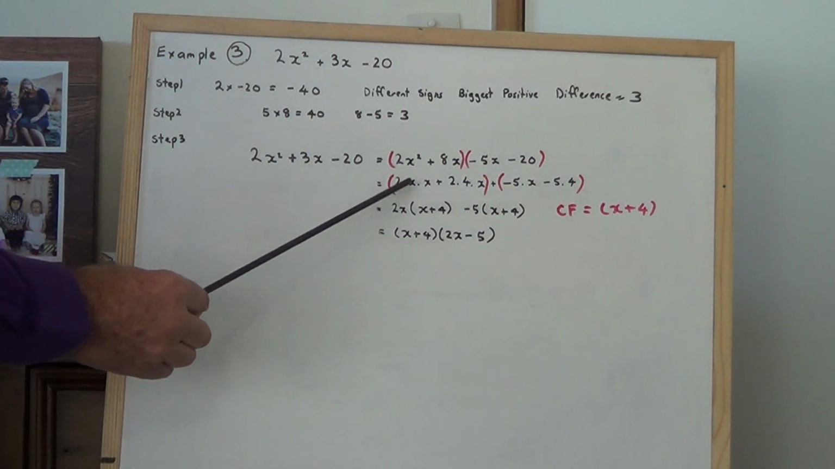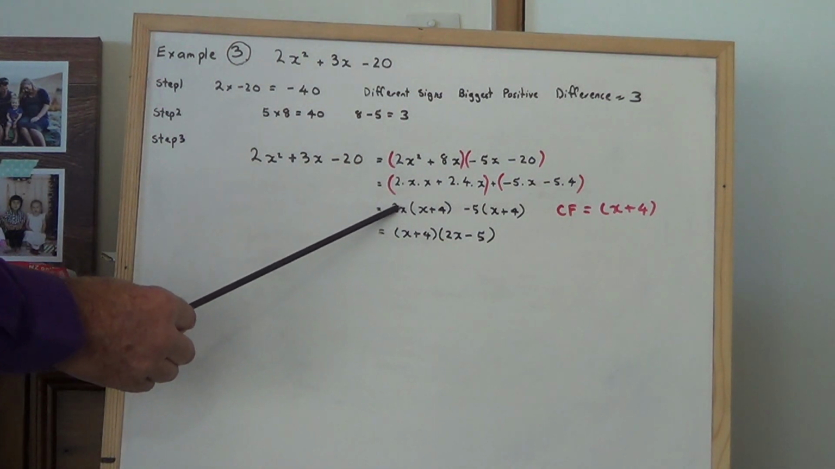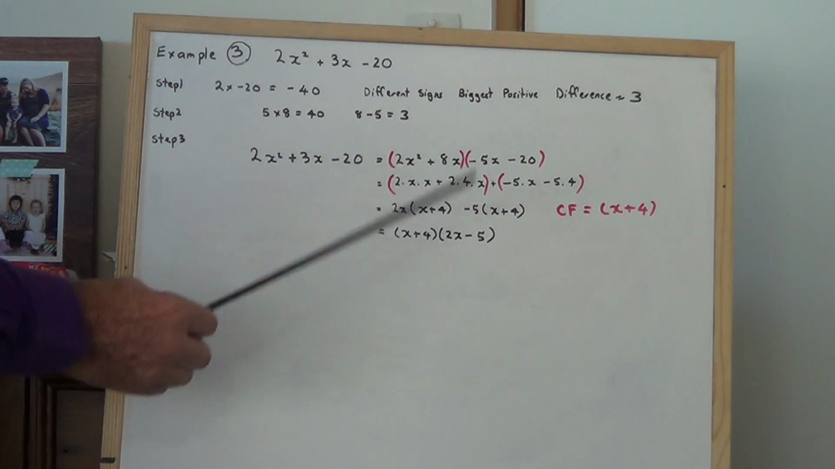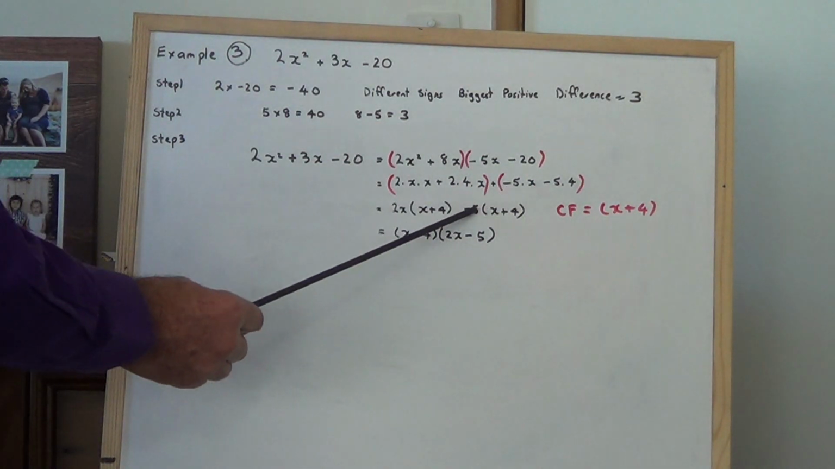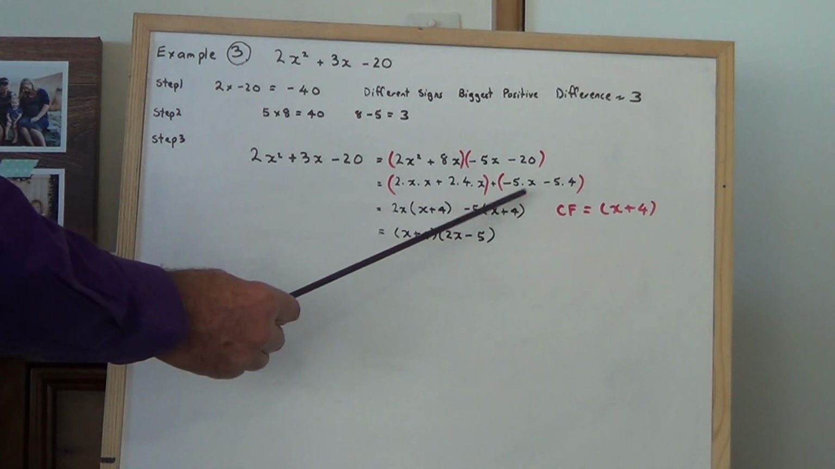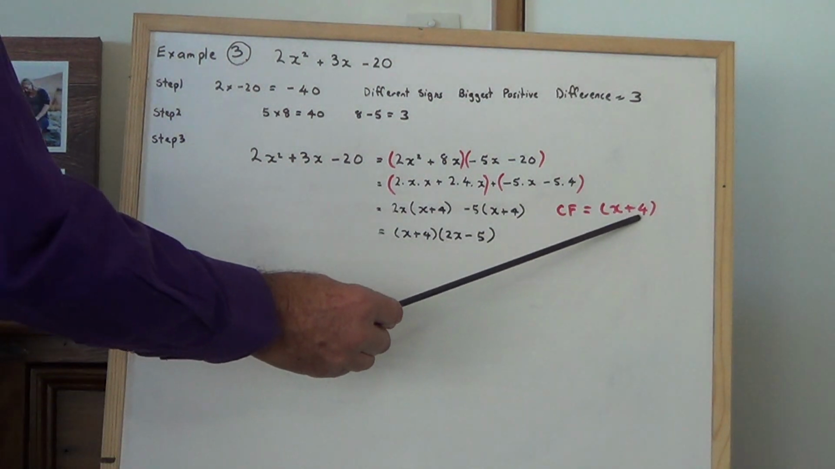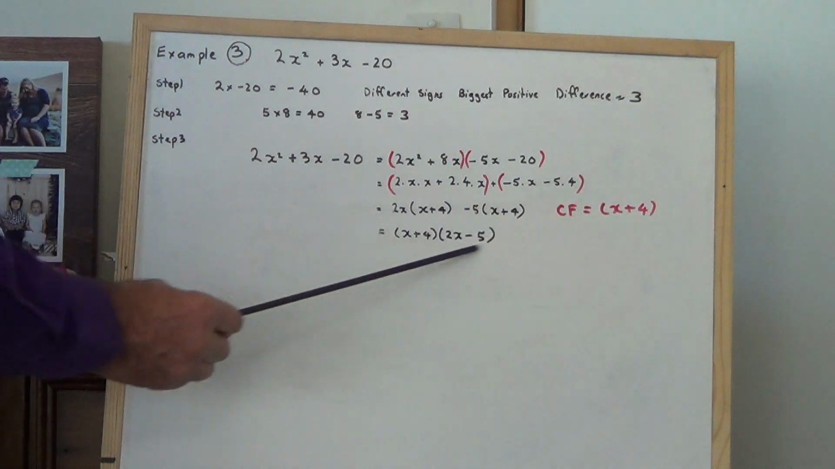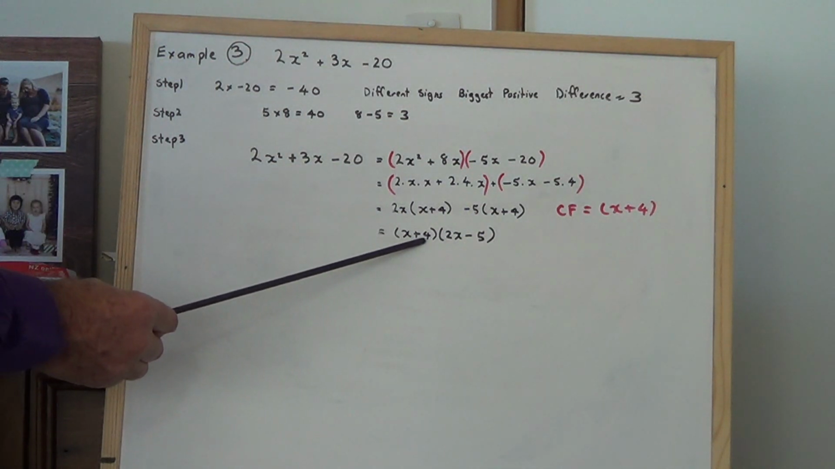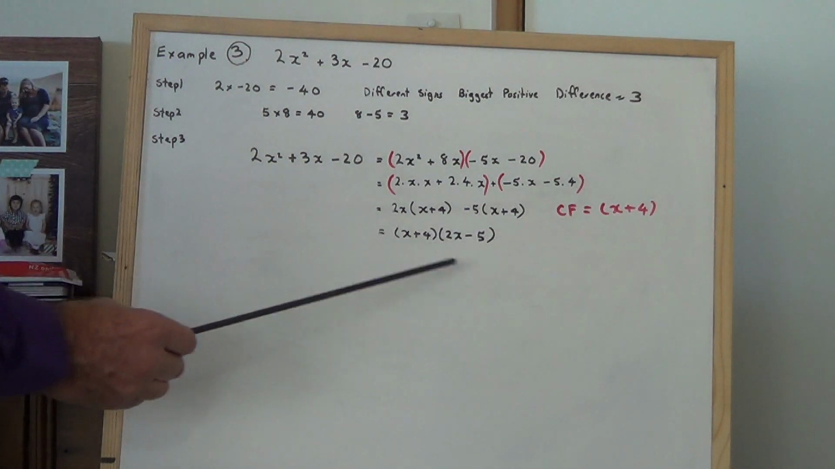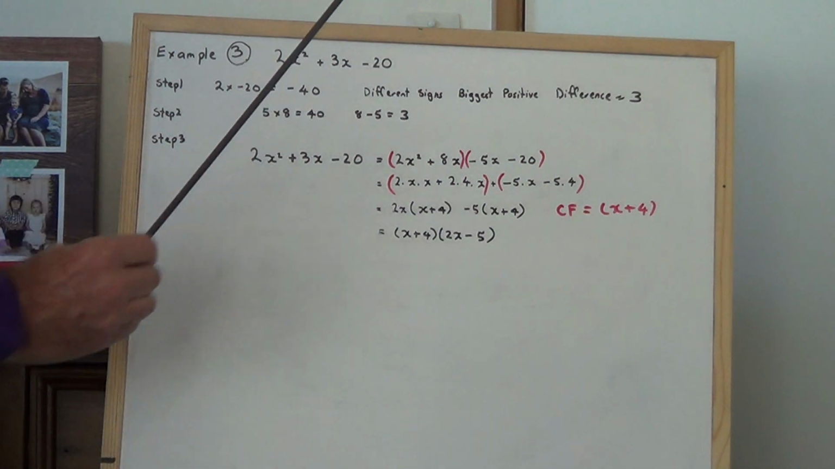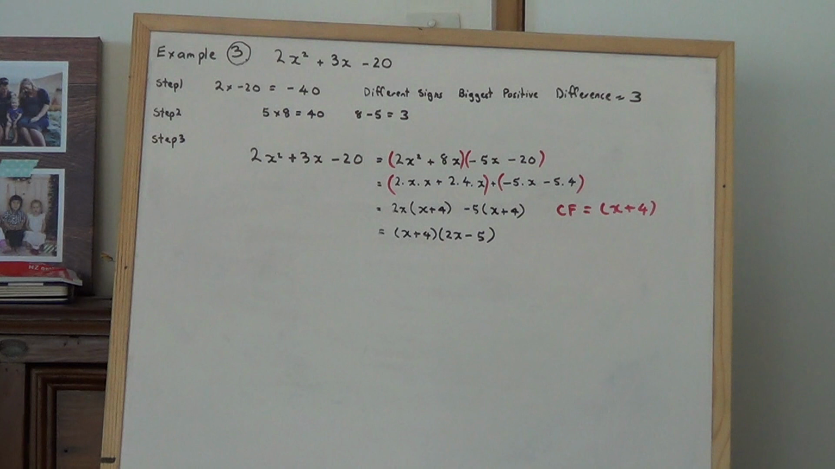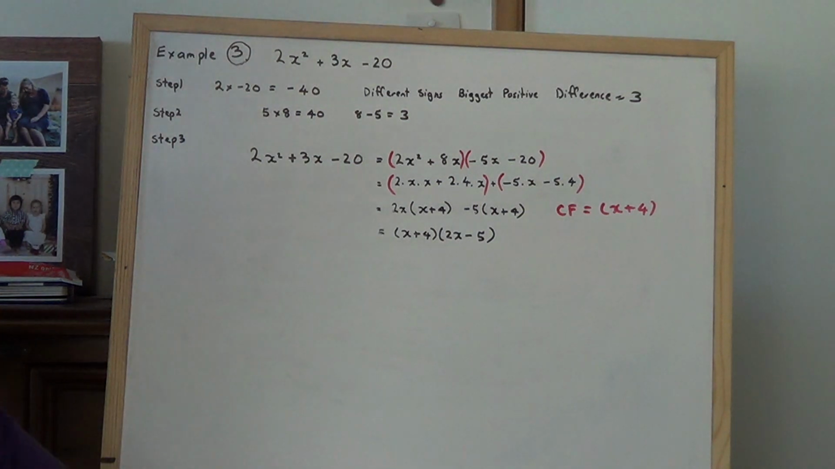We factorise that, and we take out a common factor of 2x, and we're left with x plus 4. We factorise this, and we've got a common factor of minus 5. We take the minus 5 out, and we've got x plus 4. Now we have a common factor of x plus 4 in brackets. We put that out in front of these brackets here, and inside that bracket we have 2x minus 5. Okay, we now go to the fourth example.